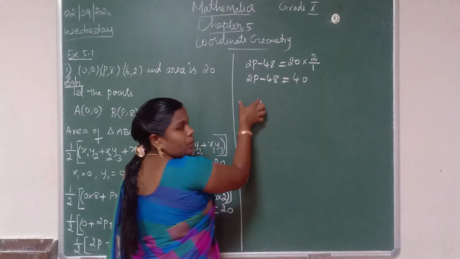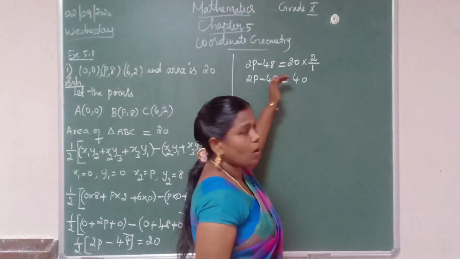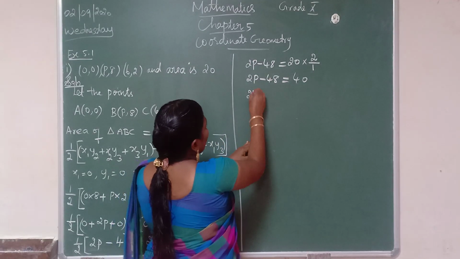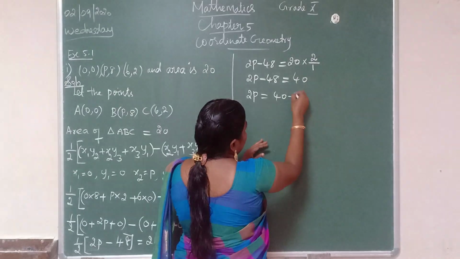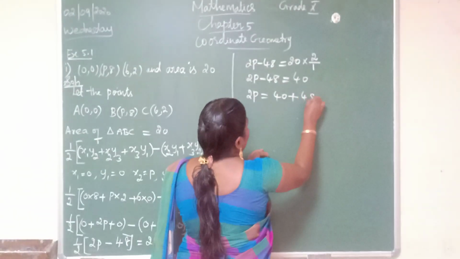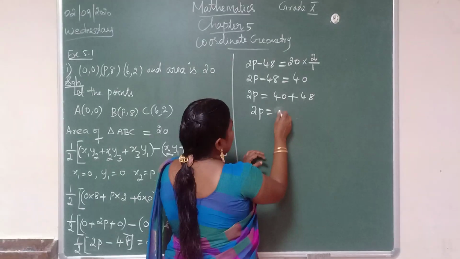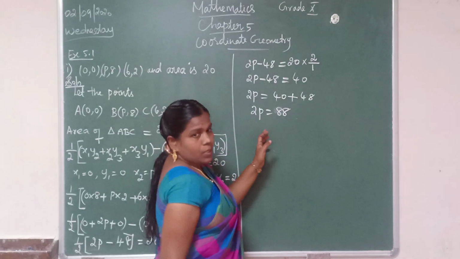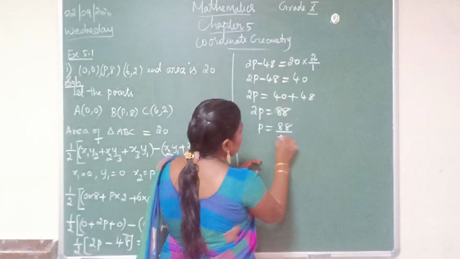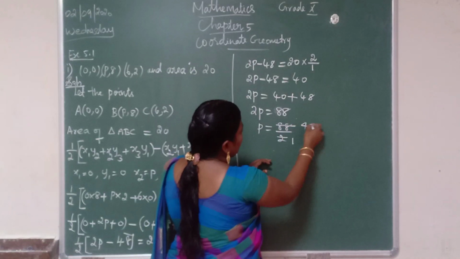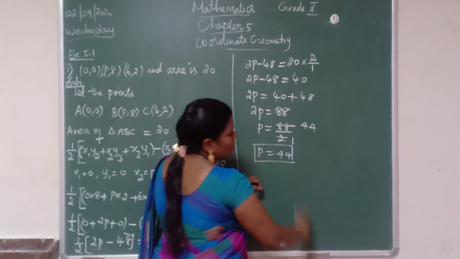Now keep only the P term on this side and bring the remaining terms to the right side. So minus 48 we have to take to the right side. 2P is equal to 40 plus 48, because when we take it to the right side it becomes a plus term. So 2P is equal to 88. We need P, so P is equal to 88 divided by 2. We can cancel using the 2 table: 4 twos are 8, 4 twos are 8. So P is equal to 44. The unknown value P is equal to 44.